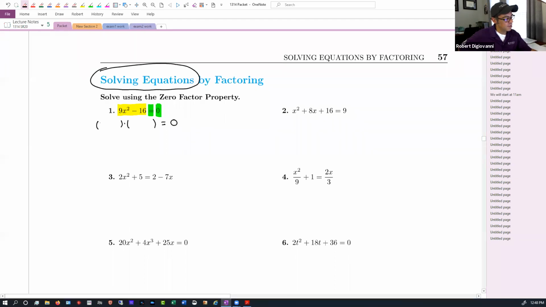You need two things that are going to multiply together to be 9x squared. Well, 3x, right? 3x. And then you need your last number to be 16. So we know it has to be plus in one of them and minus in the other. So what number times itself gives you 16? 4, right?